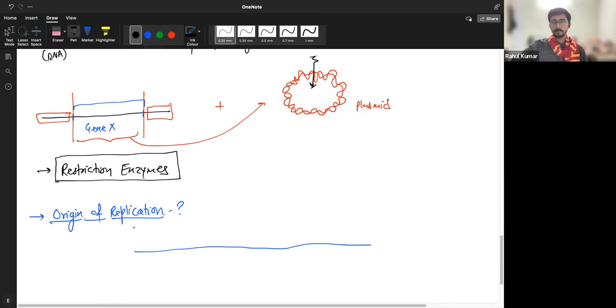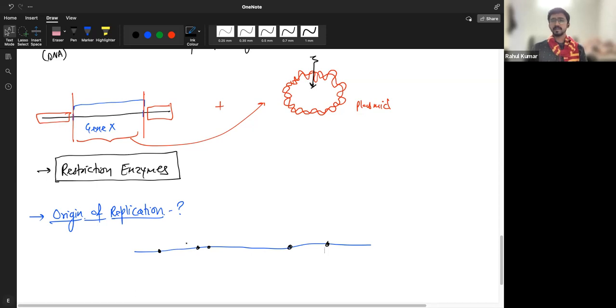There are many. There can be an origin of replication here, here, here. There can be many origins of replication in any given DNA. The number varies, so there's no fixed number. Sometimes it is fixed for particular strains or species, or the cell type or the tissue type where this DNA is.